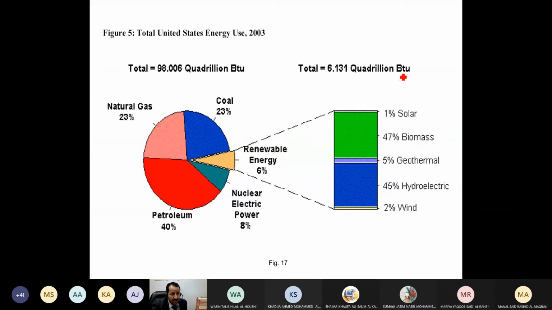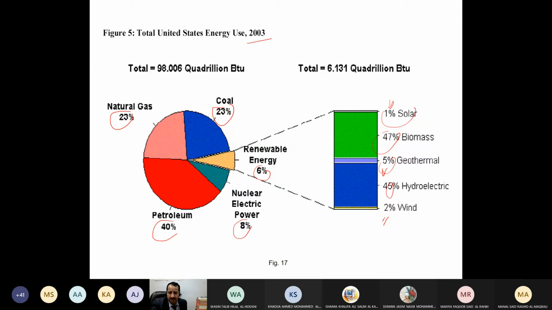Now this is all data, but I would like to say something through this data. Here, this is 2003 United States energy. See the energy profile: 23% coal, 23% gas, petroleum, nuclear, and only 6% renewable at that time. This 6%, if we break it down, we will find solar, biomass, geothermal. You may say, okay, solar 1 or geothermal 5 or 2, what is the benefit? It's a very small fraction.